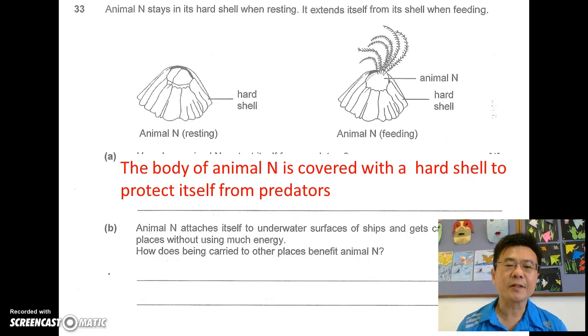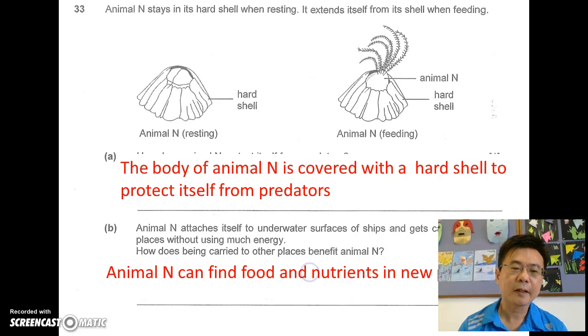Animal N attaches itself to underwater surfaces of ships and gets carried to other places without using much energy. How does being carried to other places benefit animal N? Animal N can find food and nutrients in new places. So, by traveling to different places, it will be able to tap onto new sources of food and hence increase its chance of survival.